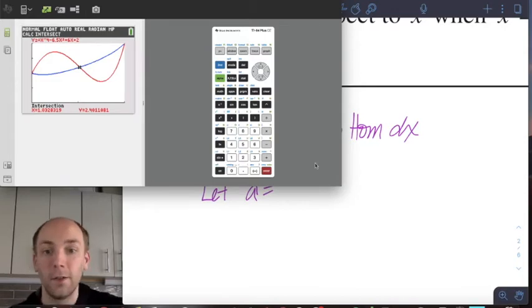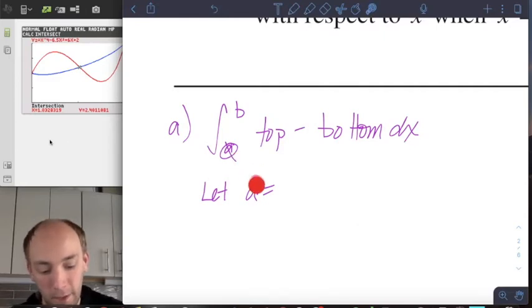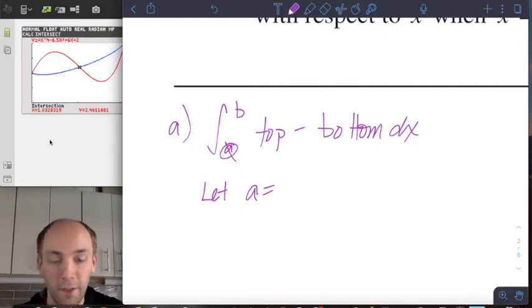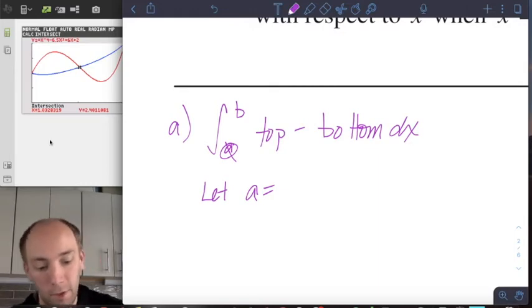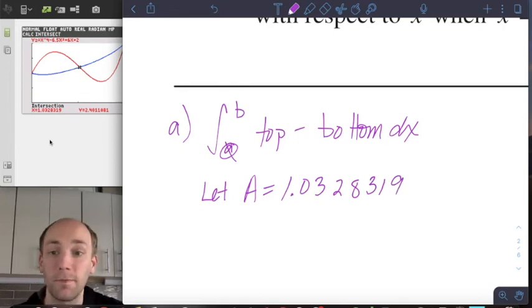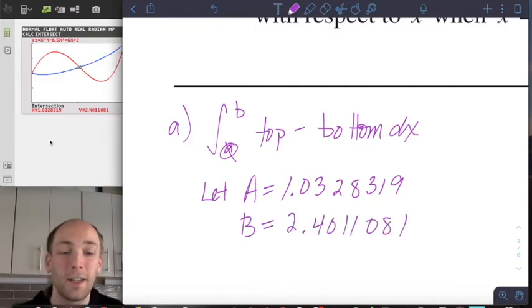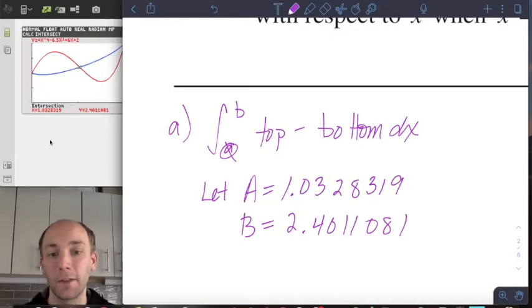The a here is not the same as the a here. I'm using this a as a point of intersection, so I'll make it capital A. Let capital A be 1.0328319. That's the x-coordinate of the intersection. And then I'll say let B equal 2.4011081, just in case I need either of these two points. Because I've defined capital A to equal that, anywhere I need that number, I can just put A.